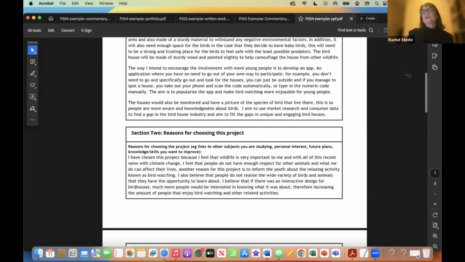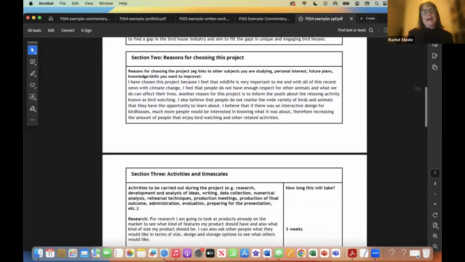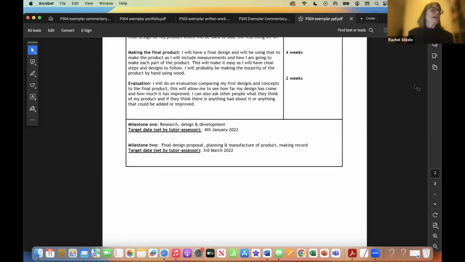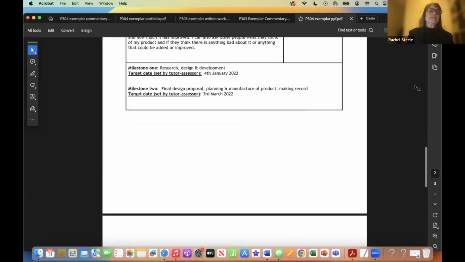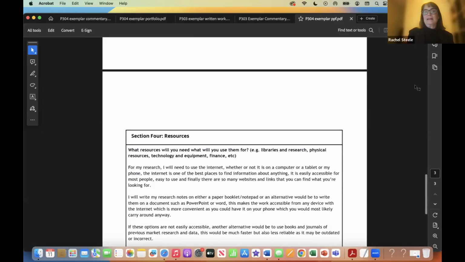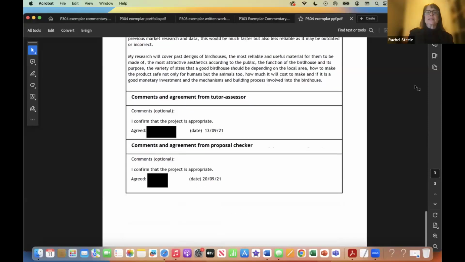We also see as we go through this that there is some development and refining of ideas. They start off talking about an app and then the app never happens. It just becomes a birdhouse. But nevertheless, we can credit what we see, but it's a fairly clear rationale as opposed to the very clear rationale that we saw for 304. They have considered the resources they're going to use, and it's completely appropriate for a 304 submission.